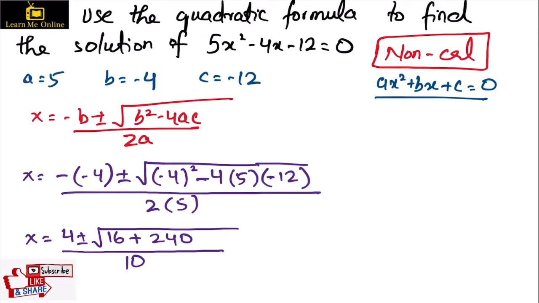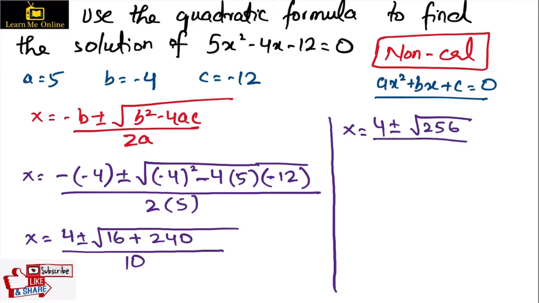Remember, because this is a non-calculator question, we do the simplification without using the calculator. We have 4 plus or minus the square root of, adding 240 and 16, which gives 256, over 10. Now we check whether 256 is a square number. It is, so we write 4 plus or minus 16, since the square root of 256 is 16, over 10 in the denominator. Because we are solving a quadratic equation, we aim to get two x values. So from here, we split the positive and negative signs separately.